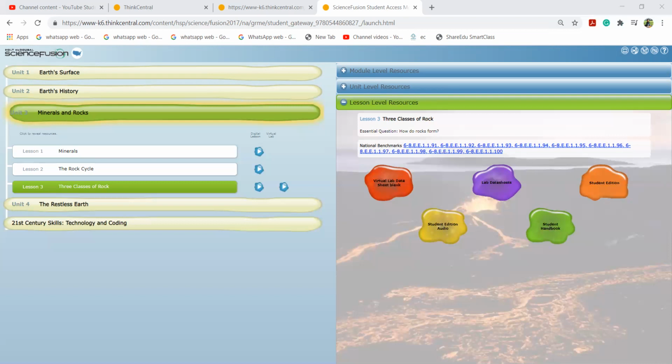Tell me, girls, which forms intrusively, inside? Gabbro, rhyolite, basalt, or obsidian? At least guess and tell me. Girls, which one forms inside? Gabbro, rhyolite, basalt, or obsidian?